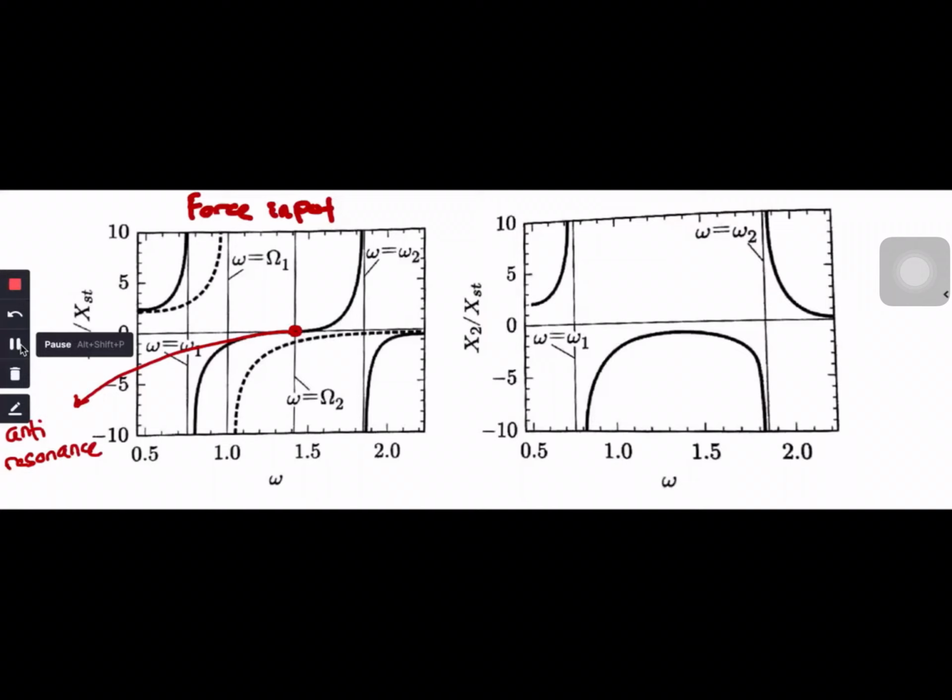Okay, and if you look at x2 and x1, there's no anti-resonance, only resonance there. This is because the force input is only on x1 and not on x2, so we can control better in x1 rather than x2 if you want to control in terms of the resonance itself. Okay.